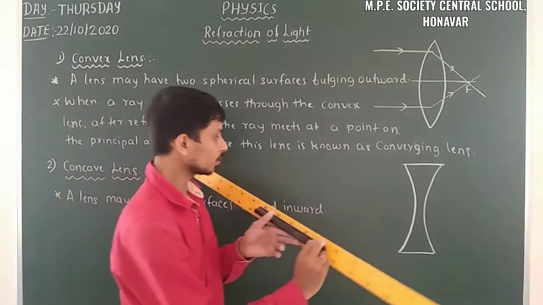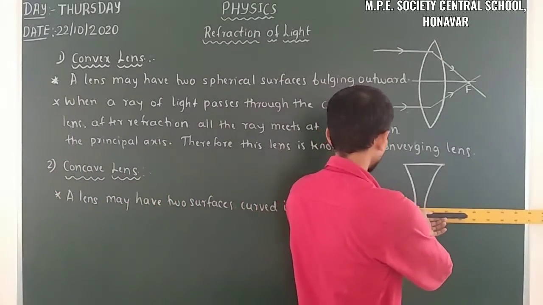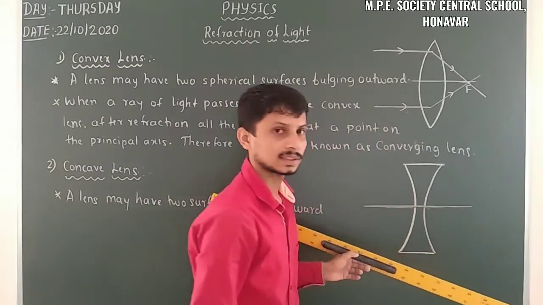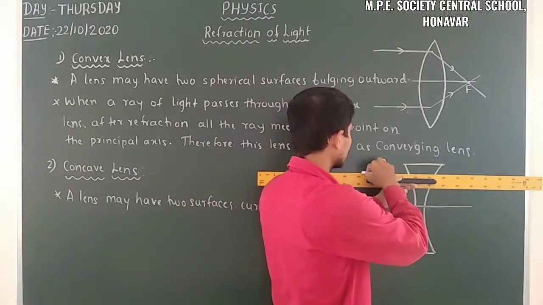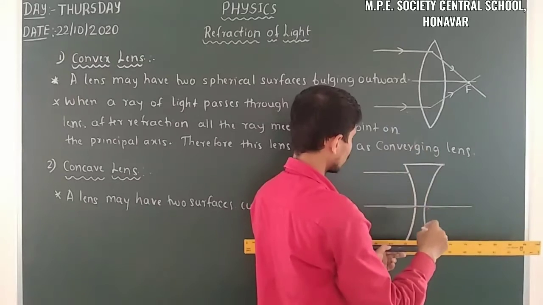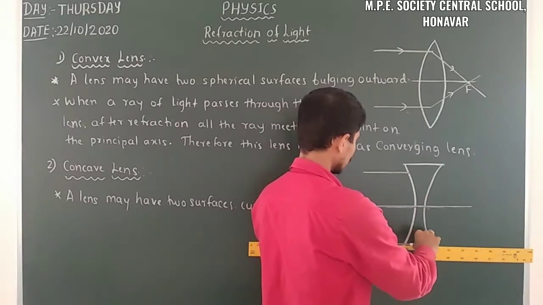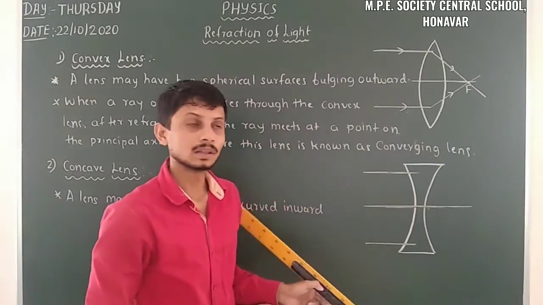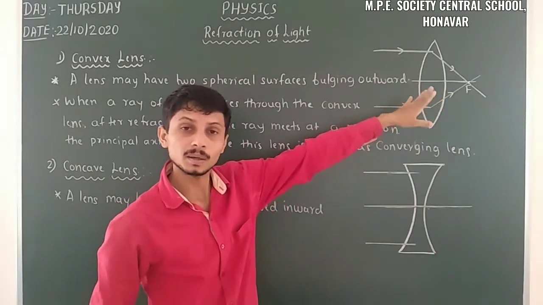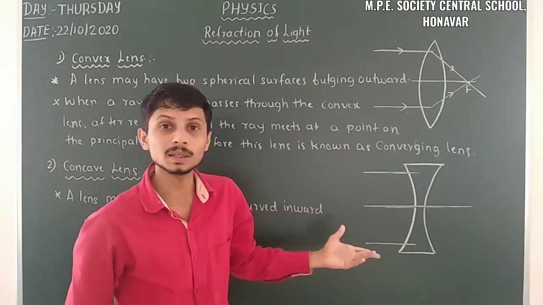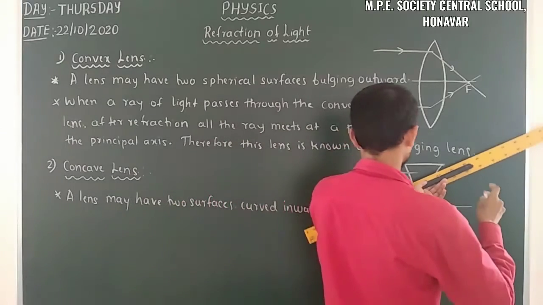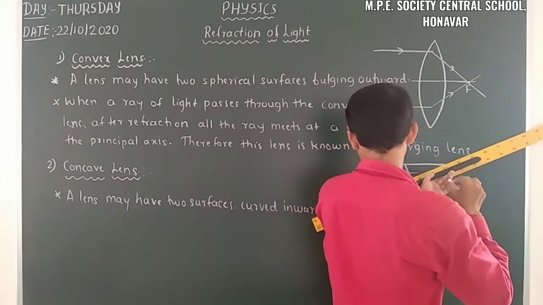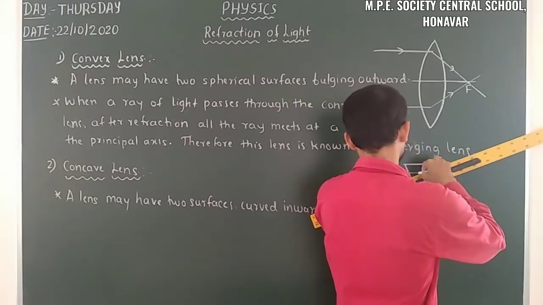When we take the concave lens, I will write the principal axis here. Then I will take some of the rays. Infinite number of rays are there, and out of that I will consider only two here. After refraction it diverges. Here it converges to the principal axis, here it diverges from the principal axis. It looks like this.